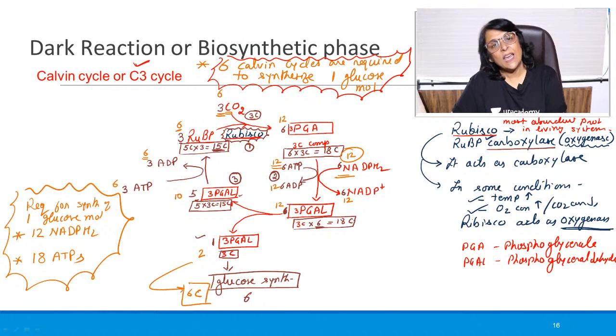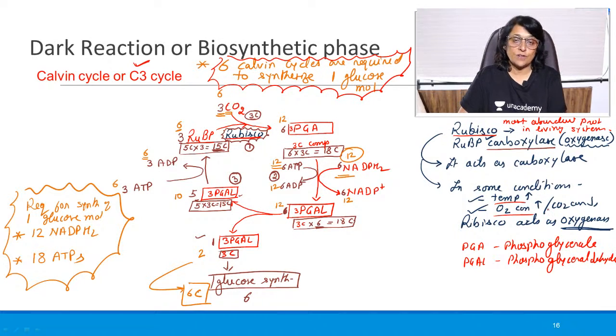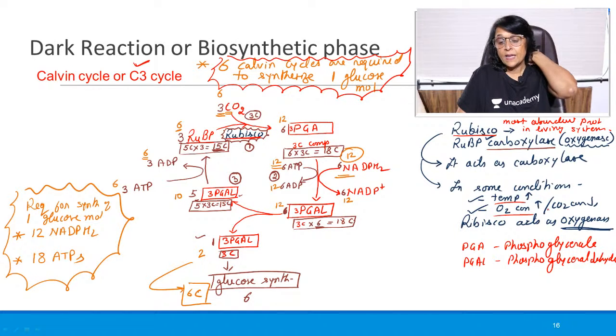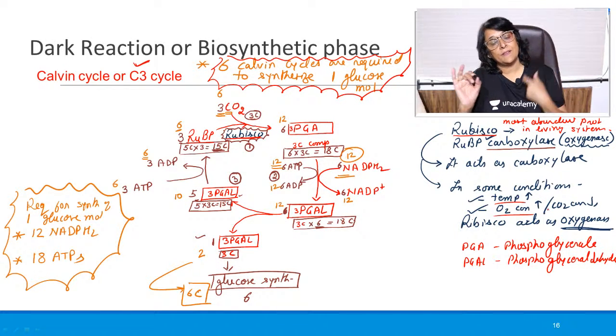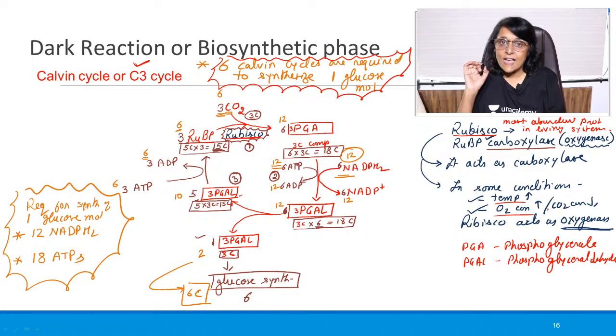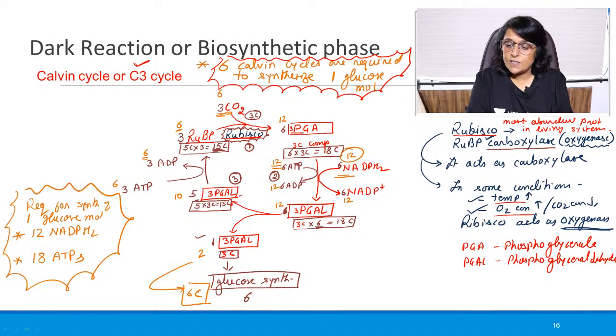Rubisco changes its behavior if conditions change. If temperature increases, if oxygen concentration increases, then Rubisco starts acting as oxygenase and it creates problem. We'll talk about that later. So right now everything is normal. Rubisco is acting as carboxylase. So the first stable compound which is formed is PGA, phosphoglyceric acid.